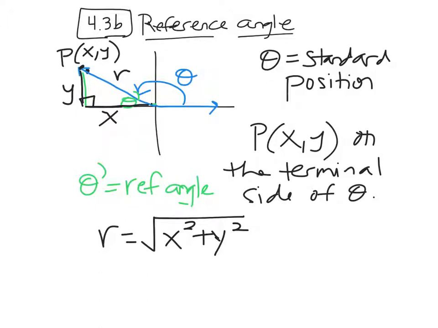Is that the distance formula? Yeah, it is the distance formula in the sense that you're taking the distance from the point xy to 0, 0, so you'd go x minus 0 squared plus y minus 0 squared. It is the distance formula.